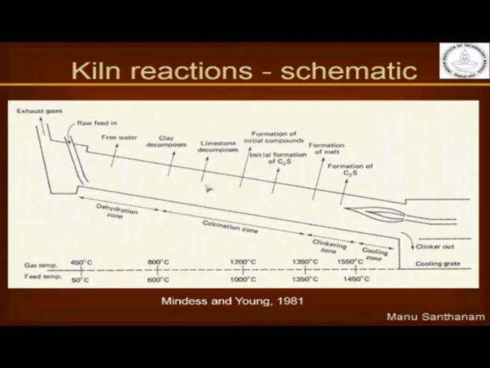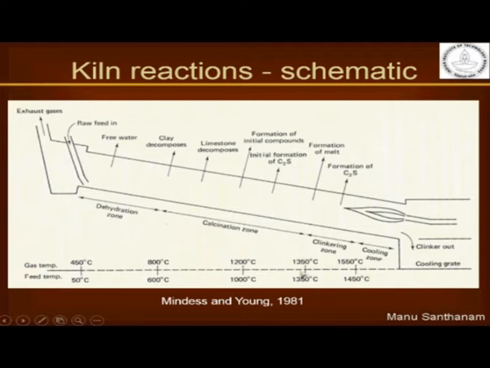Okay. So, what I am trying to show here is that this clay is decomposing and giving you SiO2 and Al2O3. The limestone is decomposing and giving you CaO, calcium oxide. So, formation of the initial compounds starts happening soon after the limestone decomposes. Around a temperature of 900 degrees Celsius, you have the formation of the initial compounds, basically calcium silicate in the form of C2S, dicalcium silicate. So, initial formation of C2S happens in this case.